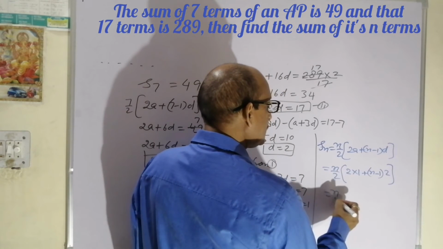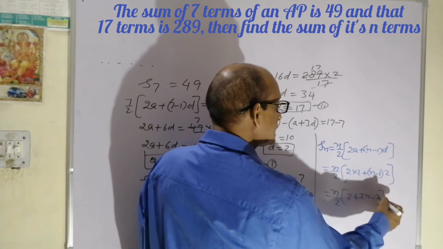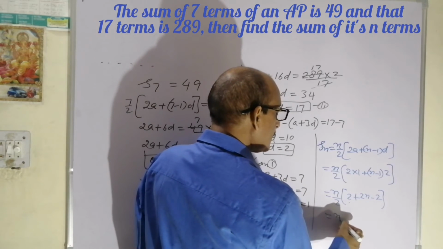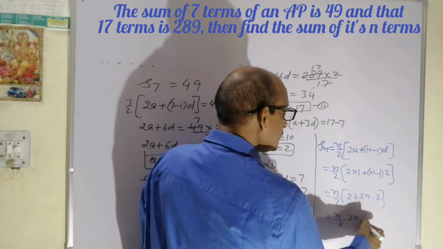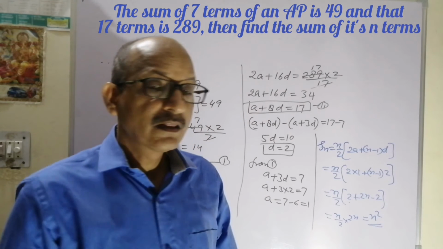So we'll have n by 2 into 2 plus 2n minus 2. We'll see these two, both of them will be cancelled out. We'll get n by 2 into 2n, that is equal to n square. That's all for this question.